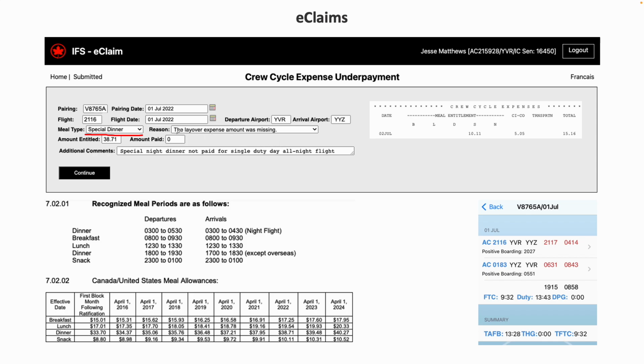As with any per diem eClaim, when you aren't paid it at all, you specify that the layover expense amount was missing, how much you're entitled to, and the amount that was paid. The very specific wording I like to use is: special night dinner not paid for single duty day all night flight, and the word pairing is just off screen in that text box there, but special night dinner not paid for single duty day all night flight pairing.